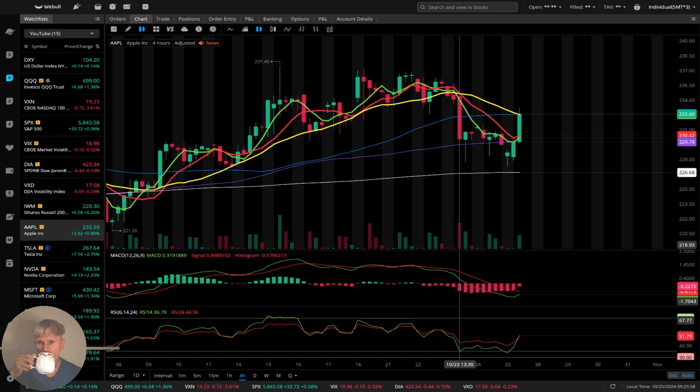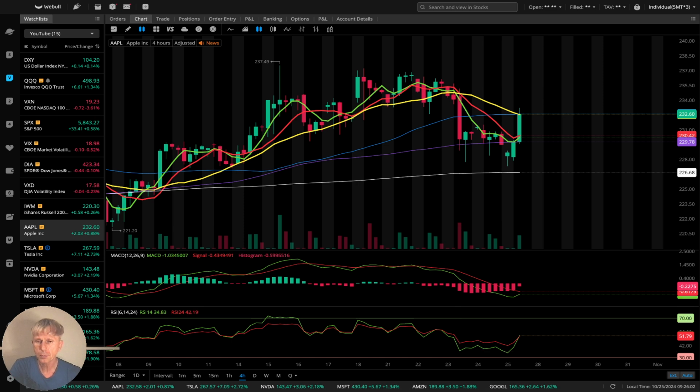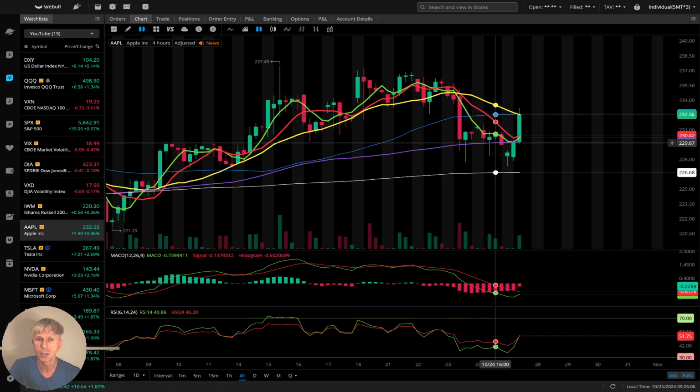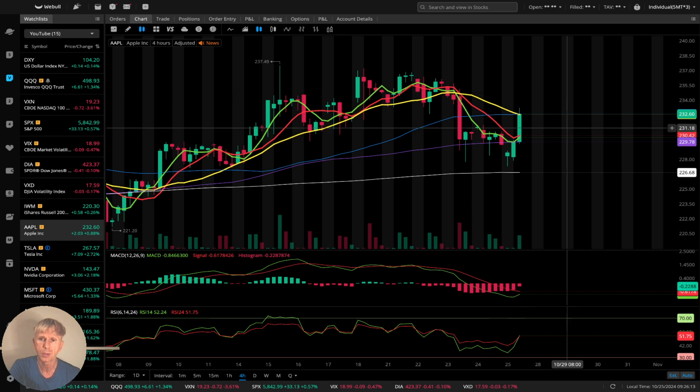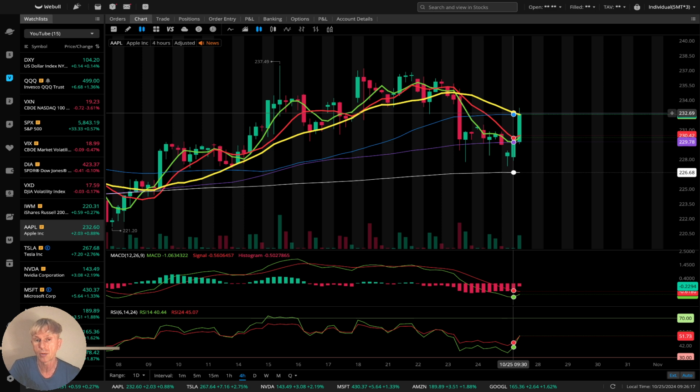4 hours time frame. For several bars, it was dancing around the MA100 level. It's a strong support line. And today it did a nice bounce. Now we touched MA50 and MA20, a strong resistance level, so there could be a rejection.